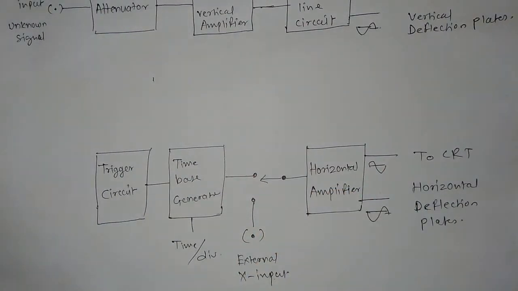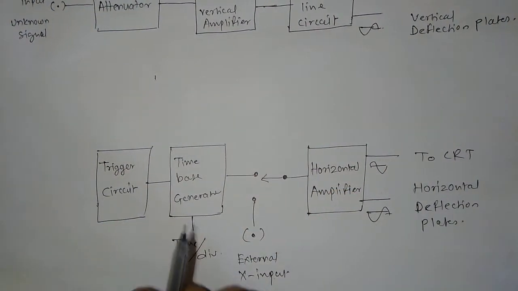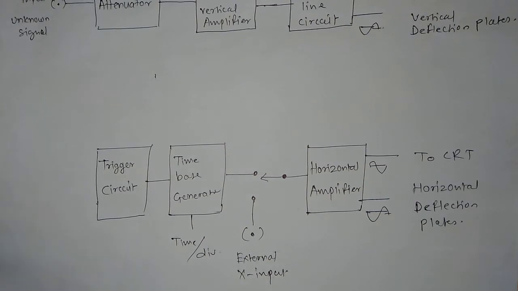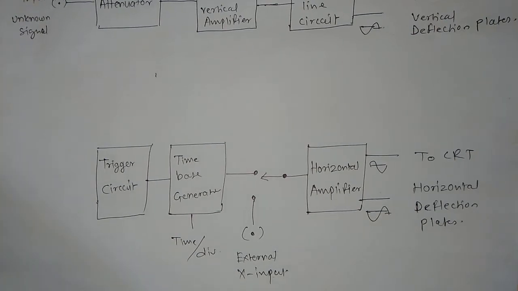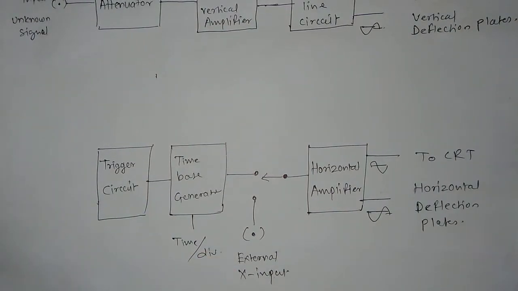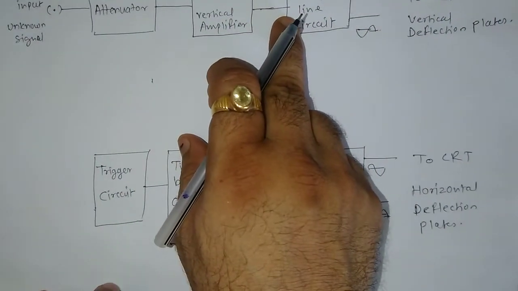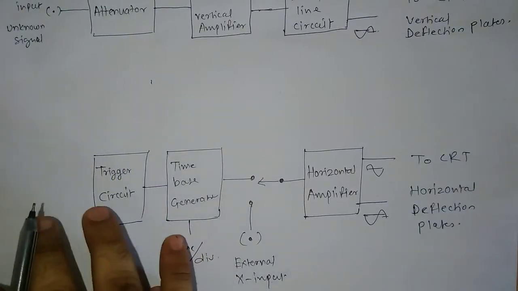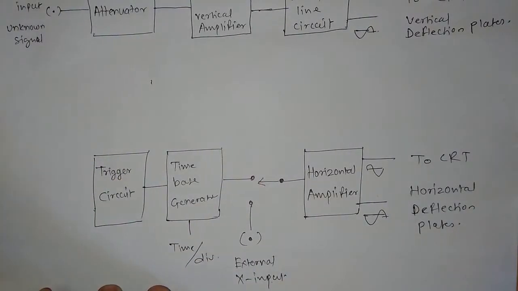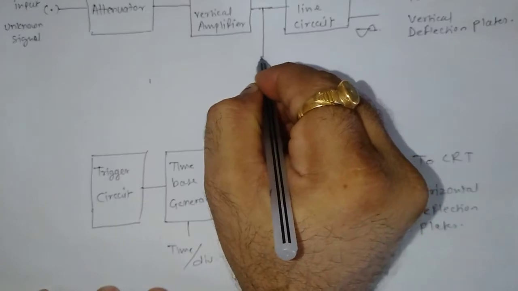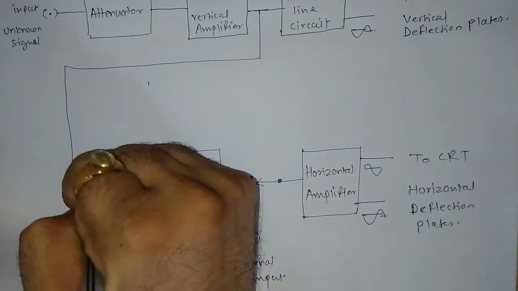Now back to the horizontal section. In the absence of a signal to the CRO, the CRO only shows a horizontal line on the CRT screen. But as soon as the vertical signal is applied, the horizontal sweeping gets started. So the same vertical signal is used to start the horizontal sweeping. That is why after the vertical amplifier, this same signal is connected to the trigger circuit.